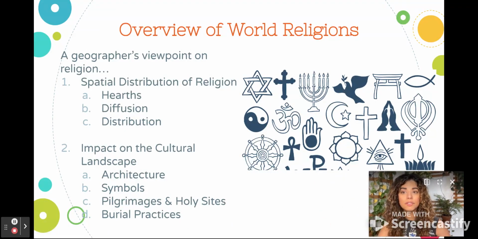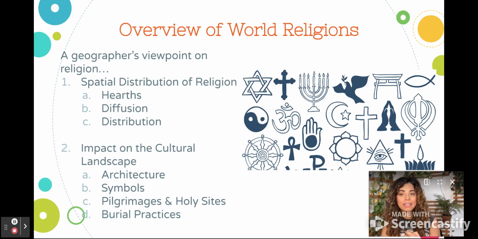So a geographer's viewpoint on religion. So first we have spatial distribution of religion. So understanding where these hearths are for each one, how they diffused, and where they currently are, like where they are distributed is important to know.